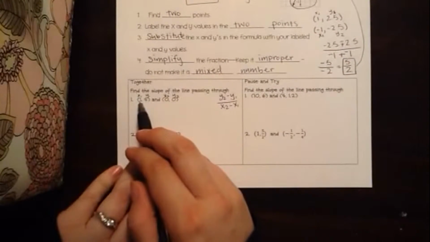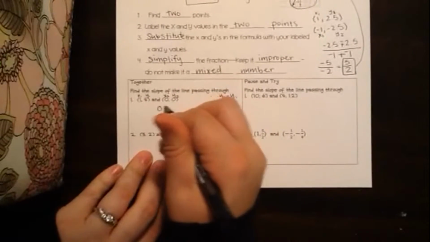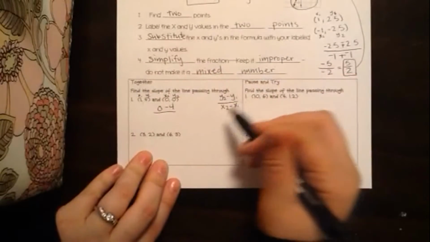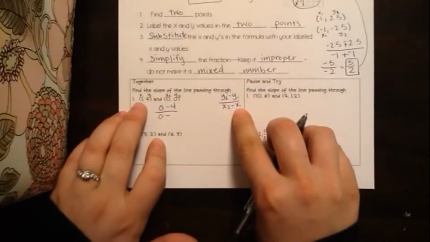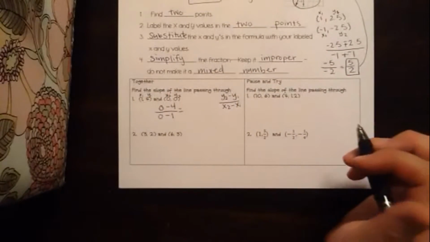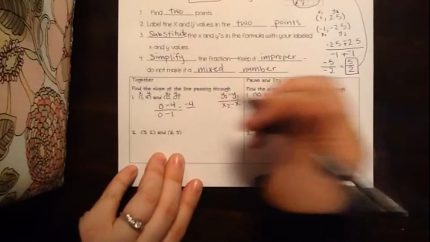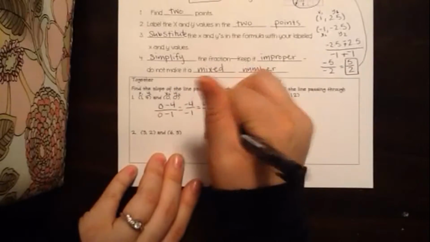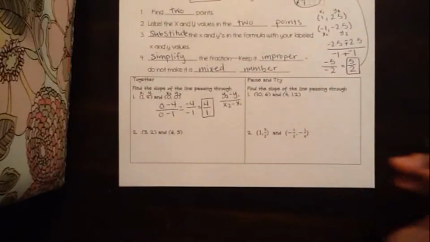Next, we're going to substitute these points into the formula. So we'll have 0 minus 4 over 0 minus 1. Now we are going to simplify. We know 0 minus 4 is -4, and 0 minus 1 is -1. This simplifies to 4 over 1. So there's our slope for the first one.